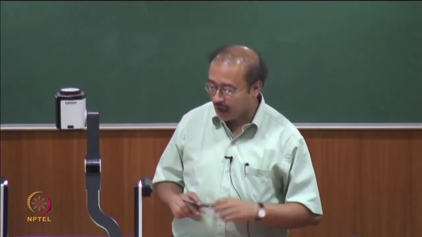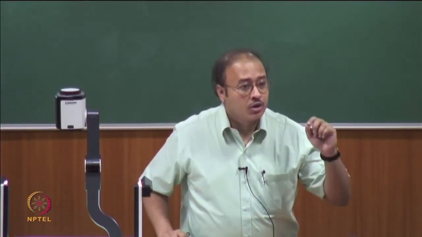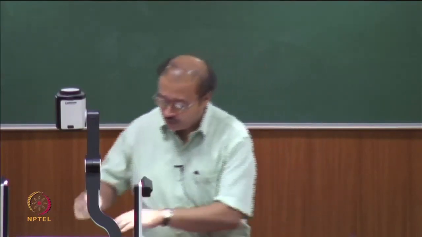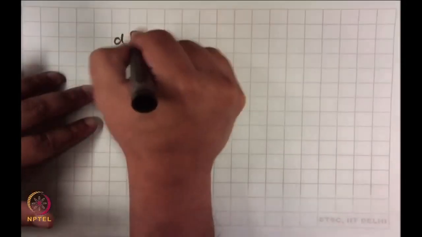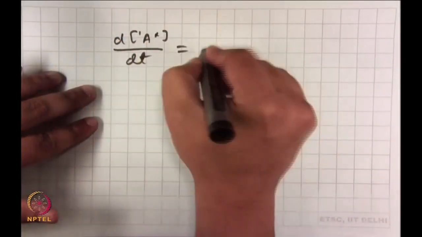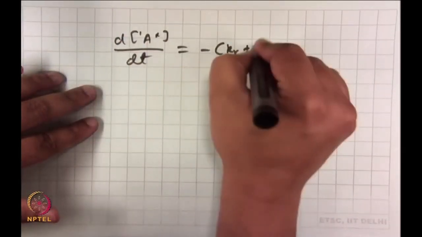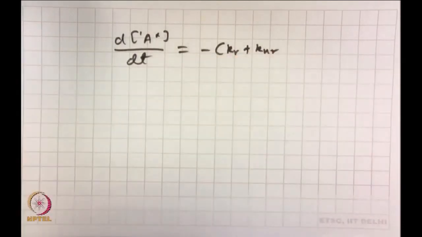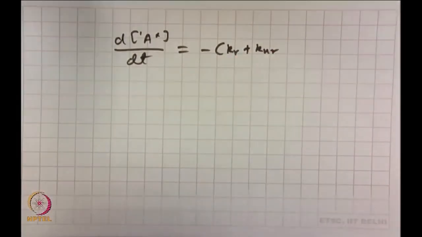Now, when I wrote before d of 1A star over d of t, what we wrote was kr plus knr, right? These are the two ways the excited state can depopulate. But now think about another factor. Suppose your solvent has dissolved oxygen on the order of millimolar level. That is typically what it is in some of your solvents.